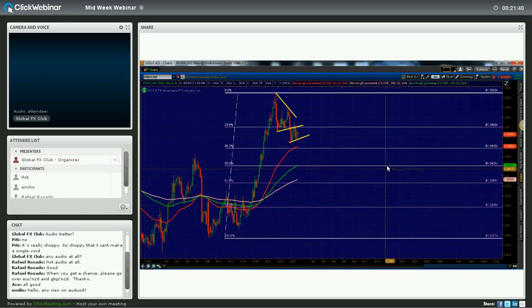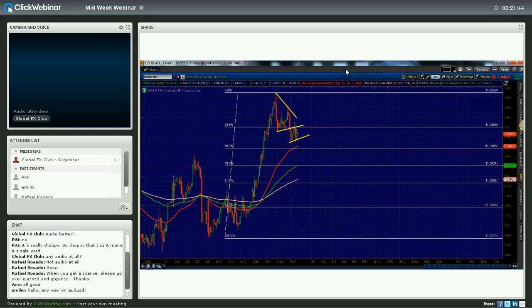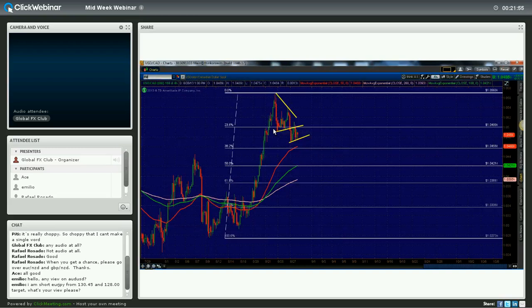Down 104.40 to 104.20, which is the 50% fib. Those would be the levels to watch in dollar CAD if you like to trade dollar CAD. Short Euro Yen from 103.45 with a 128 target. That's my view. I like short Yen right now. I'm going to run through those.